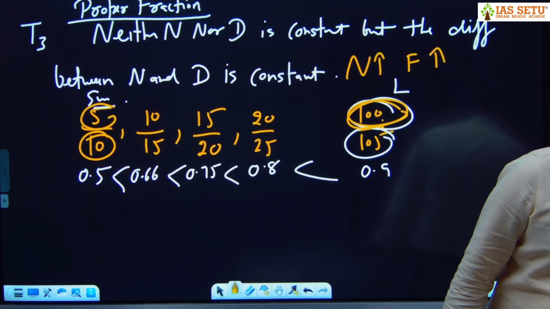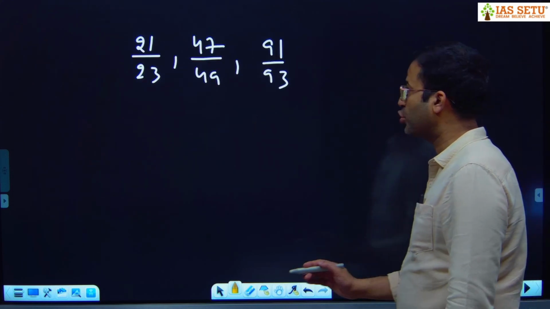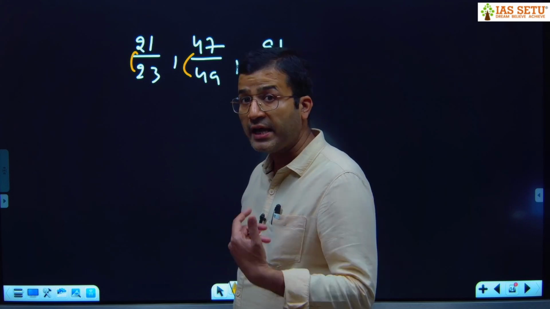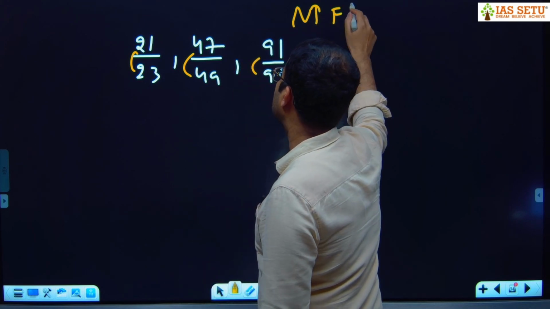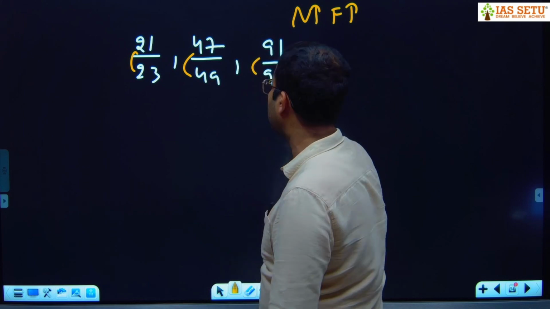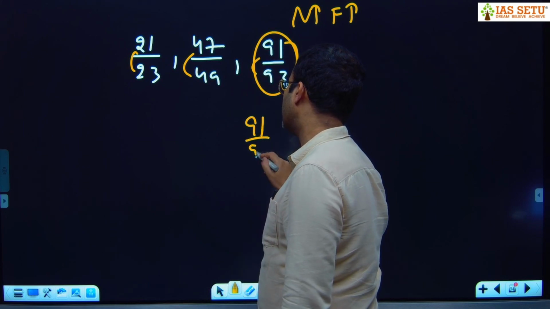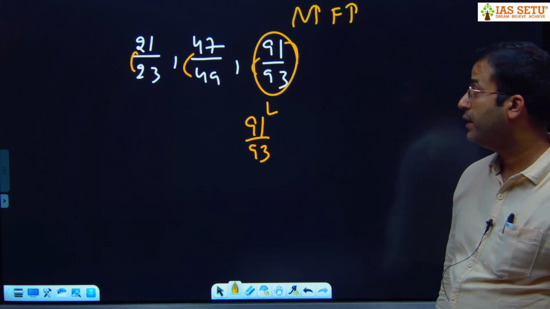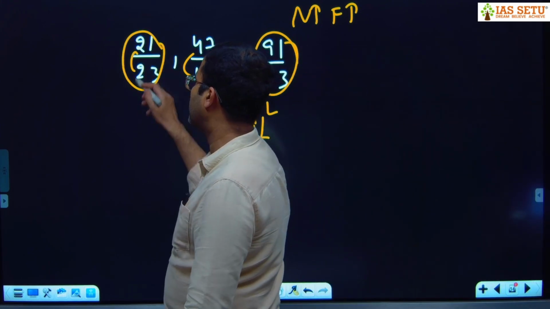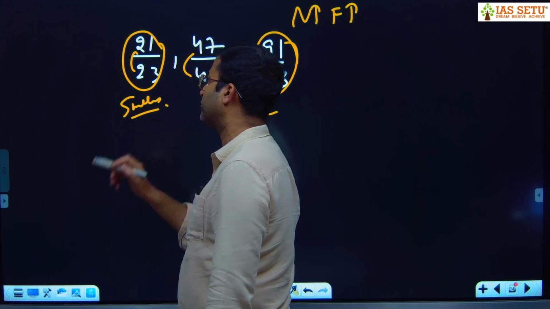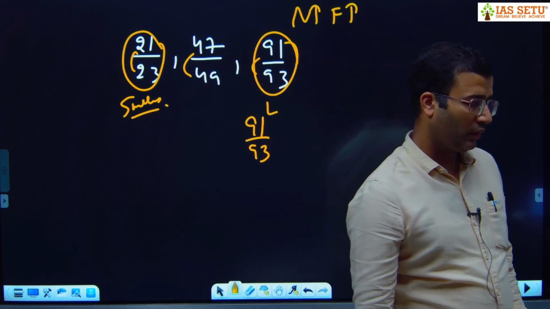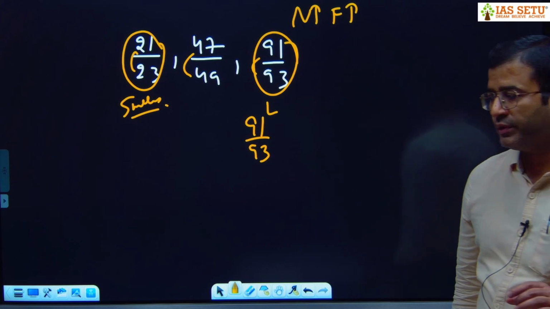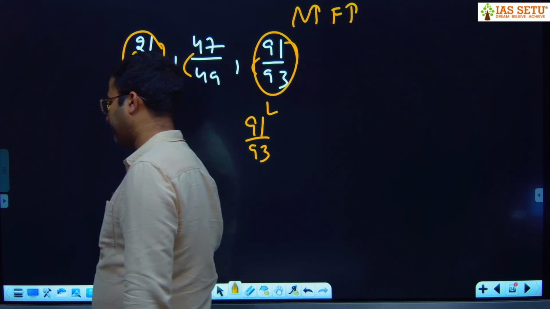Let me take 2 examples so that you can understand. Like in this question, here difference is 2, 2, 2. As numerator increases, fraction value increases, because these are proper fractions. This 91 upon 93, it is the largest fraction. And here this 21 upon 23, this is the smallest fraction. But the difference has to be same for numerator and denominator.